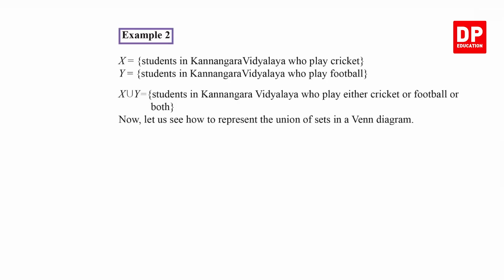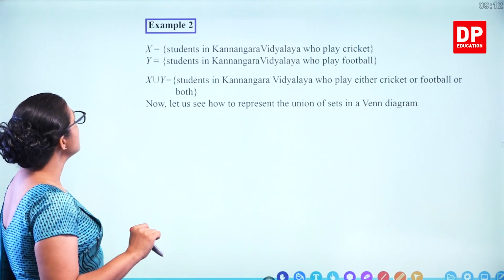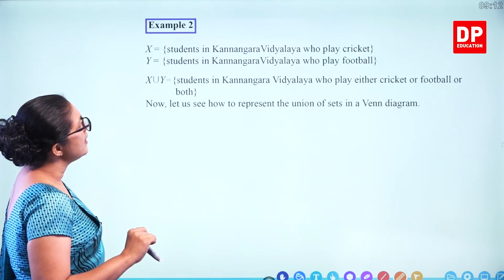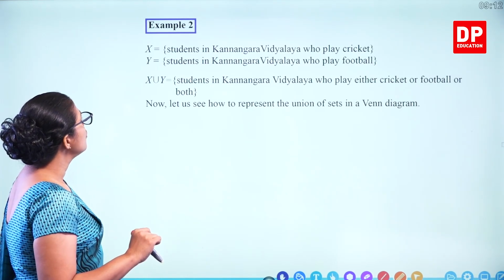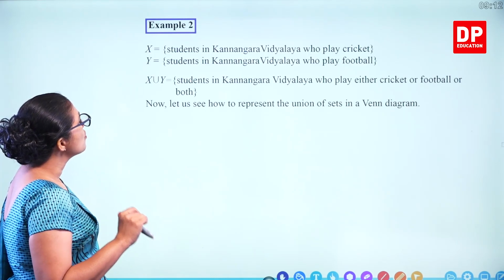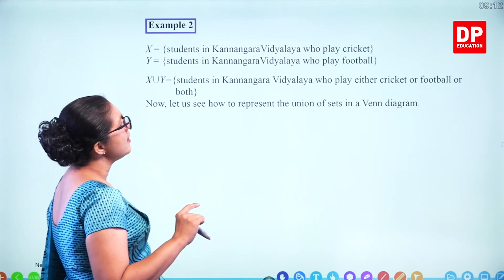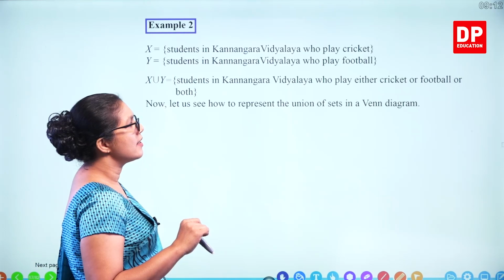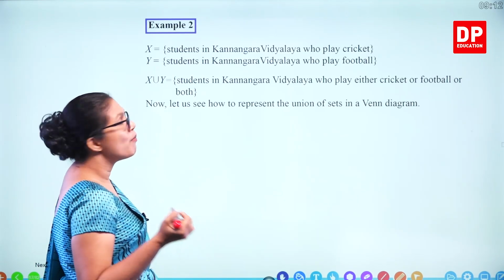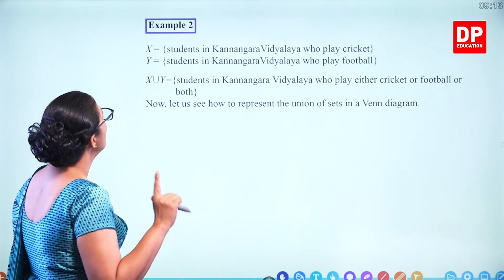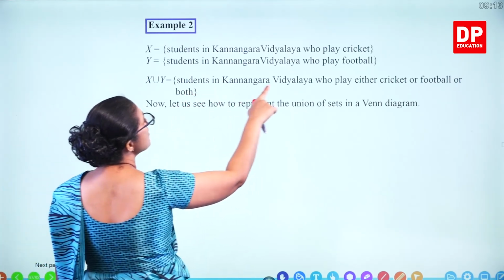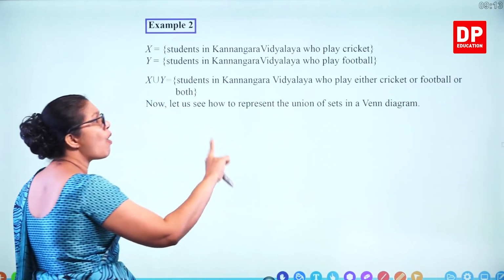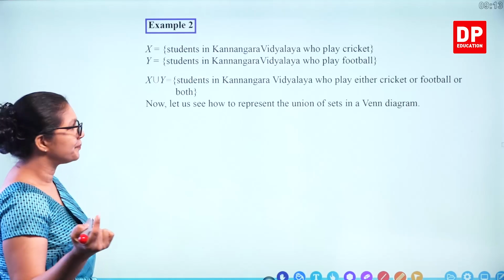Example number 2. X is students in Kannangara Vidyalaya who play cricket. Y is students in Kannangara Vidyalaya who play football. So union is what? Students in Kannangara Vidyalaya who play either cricket or football or both. Now see how you write down. This is either this or both.